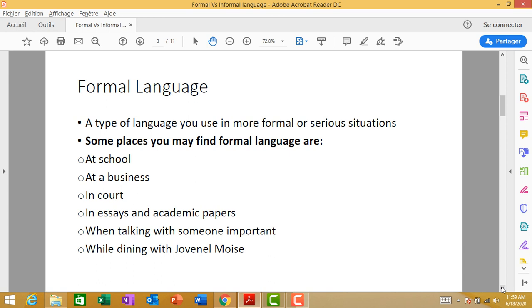Formal language is a type of language that is used in more formal or serious situations. So let's talk about some places that you will find formal language. When you go to school, at a business, in court, when you're writing an essay or an academic paper, when you're talking to someone important, or when you're having dinner with Jovenel Moise. So in those cases, you need to use formal language.